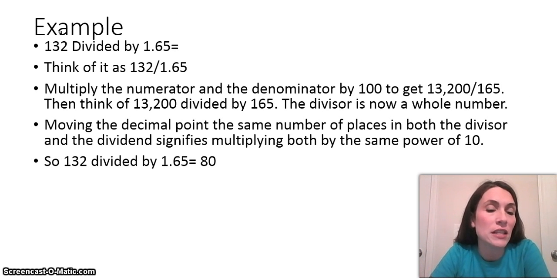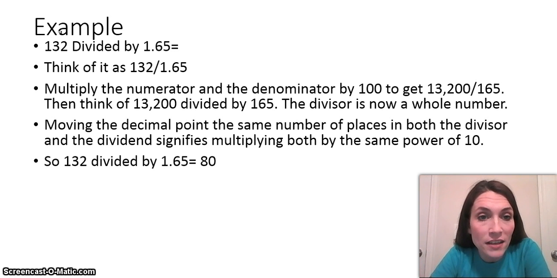Okay, so let's think of an example problem. Let's look at 132 divided by 1 and 65 hundredths. So if we look down, we could actually think about multiplying our numerator and the denominator both by 100. And the reason that we would do this is if we multiplied 1 and 65 hundredths by 100, then it would be changed to 165. So we would be able to work with a whole number.